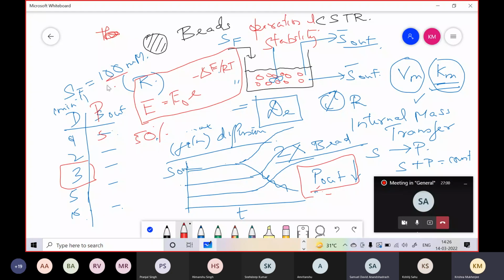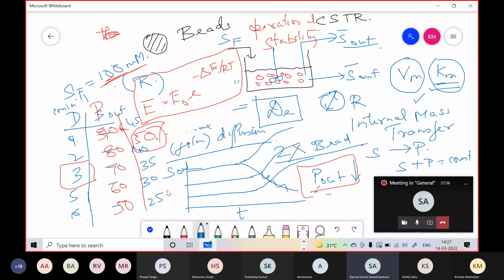So let us say this was 100 millimolar. And let us say at very low dilution rates, this was 90 millimolar. And here it is 80, and here it is 70, and here it is 60, and here it is 50 at changing dilution rates. Now my question is, if the enzyme is deactivated to 50%, will this 90 become 45? And 80 become 40, 70 become 35, 60 become 30, and 50 become 25? Or you see a pattern?